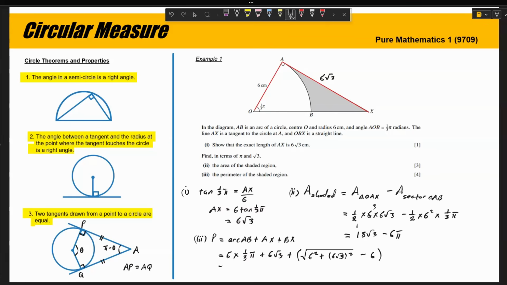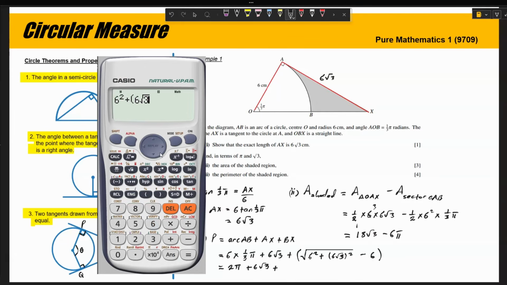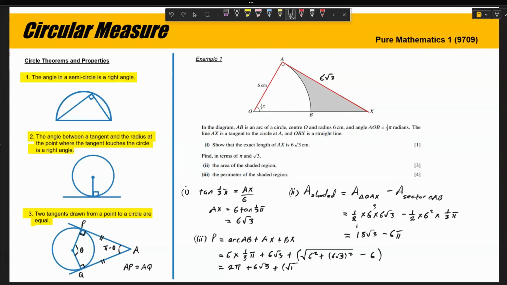Alright, so here we get 2 pi, and for AX, that's just 6 root 3, plus, and simplifying this other part, it should actually give us the square root of 144 minus 6. Now the square root of 144 is 12, and 12 minus 6 is 6. So the final answer should be 2 pi plus 6 root 3 plus 6. And that's the final answer right here. So that's how we do it for this particular question.